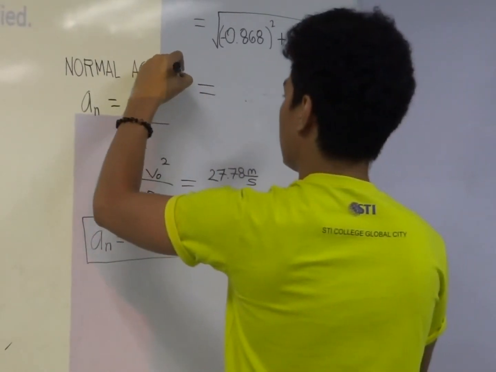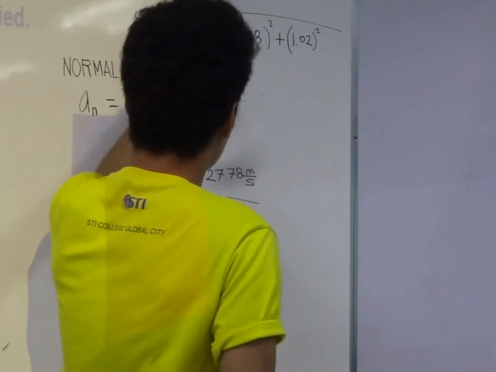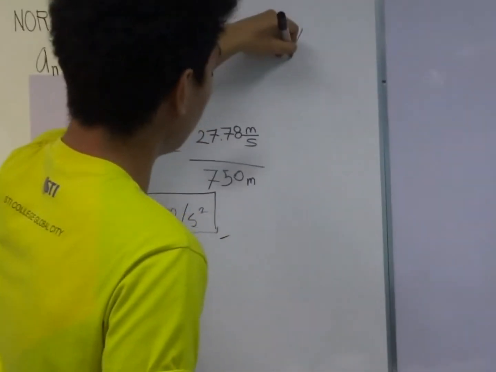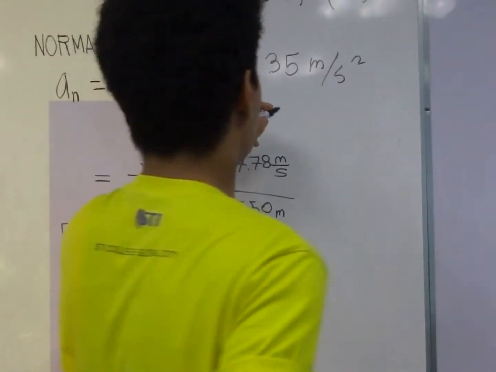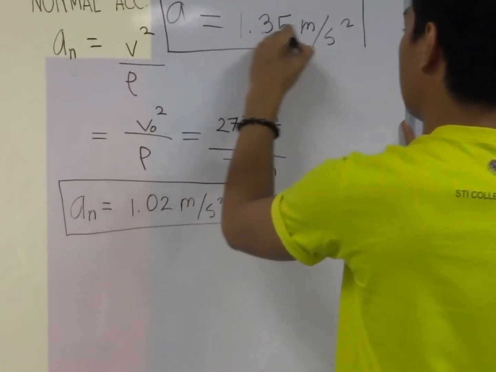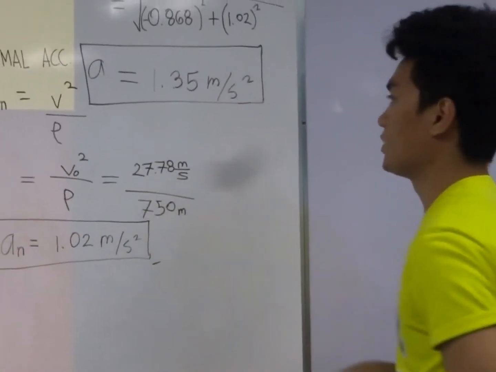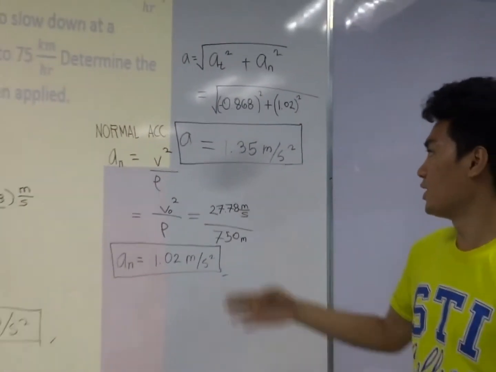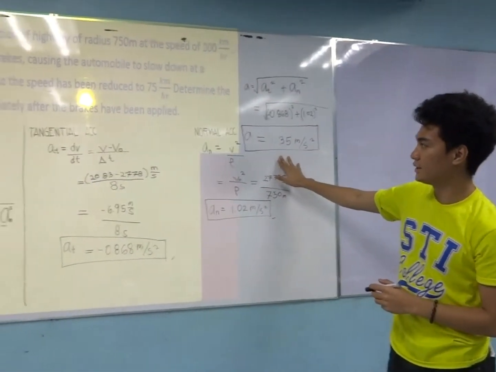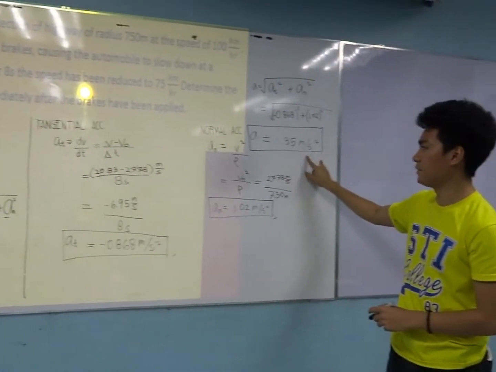Simplifying, we have now our acceleration of 1.35 meters per second squared. Then we have now our acceleration due to brakes, or what we call deceleration, of 1.35 meters per second squared.